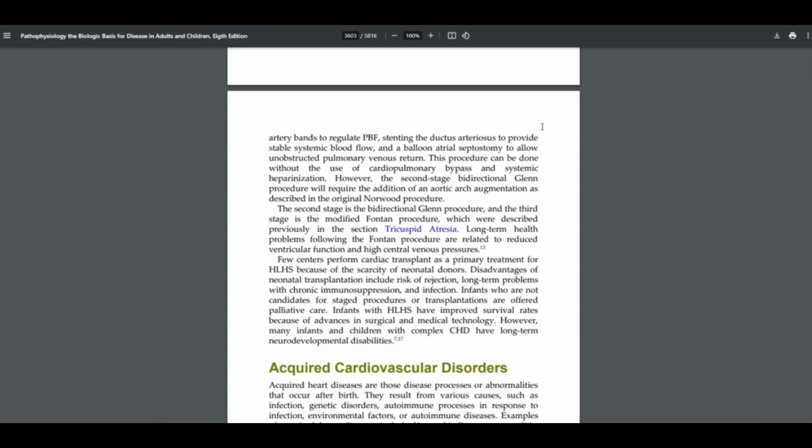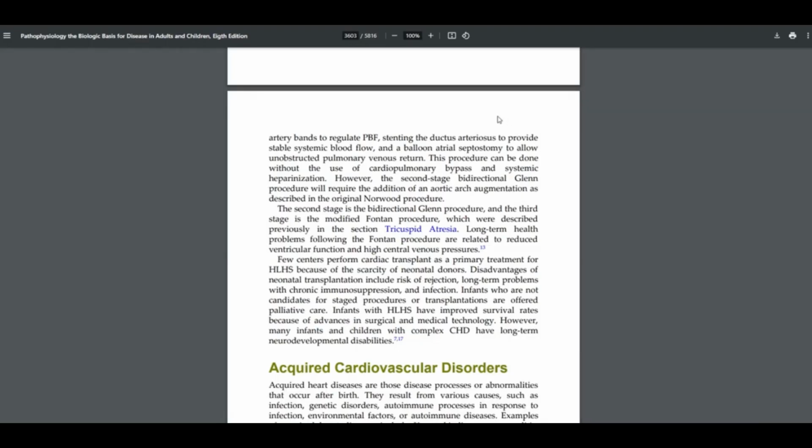Few centers perform cardiac transplant as a primary treatment for HLHS because of the scarcity of neonatal donors. Disadvantages of neonatal transplantation include risk of rejection, long-term problems with chronic immunosuppression, and infection. Infants who are not candidates for staged procedures or transplantation are offered palliative care. Infants with HLHS have improved survival rates because of the advancements in surgical and medical technology. However, many infants and children with complex CHD have long-term neurodevelopmental disabilities.